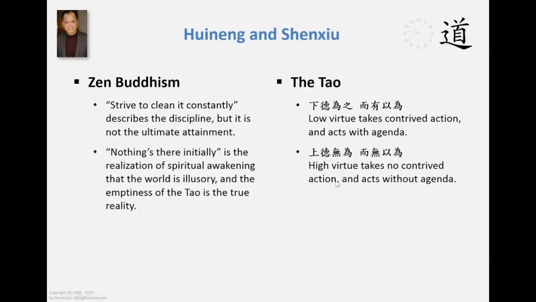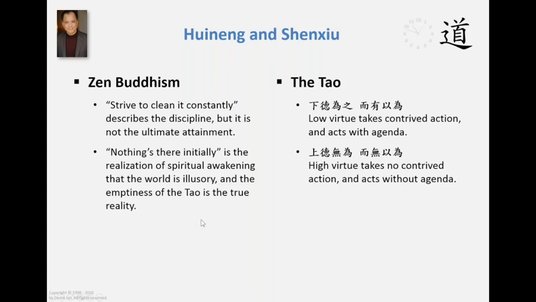Then the young man, Huineng, came in expressing high virtue. High virtue takes no contrived action and acts without agenda. This is the level, this is the realm, this is the state that is one step away from the Dao itself. So he expressed it as nothing, zero, initially.